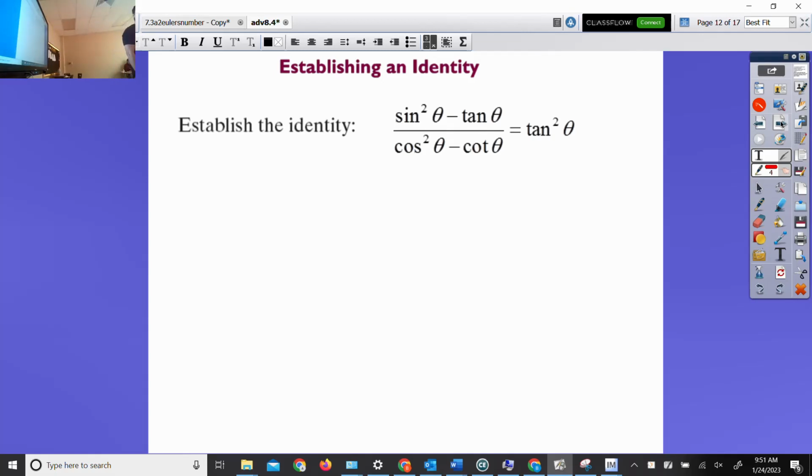Establish the identity: sine of theta minus tangent theta over cosine of theta minus cotangent theta is tangent squared of theta. Tangent, sine, cosine. No, can't do that. Are they common factors? I just said the tangent, sine, cosine. Are you wanting to rewrite this as sine over cosine? Maybe. That's not a horrible move. Throwing out ideas, cosine, sine. It's not a horrible move. It's worth trying.